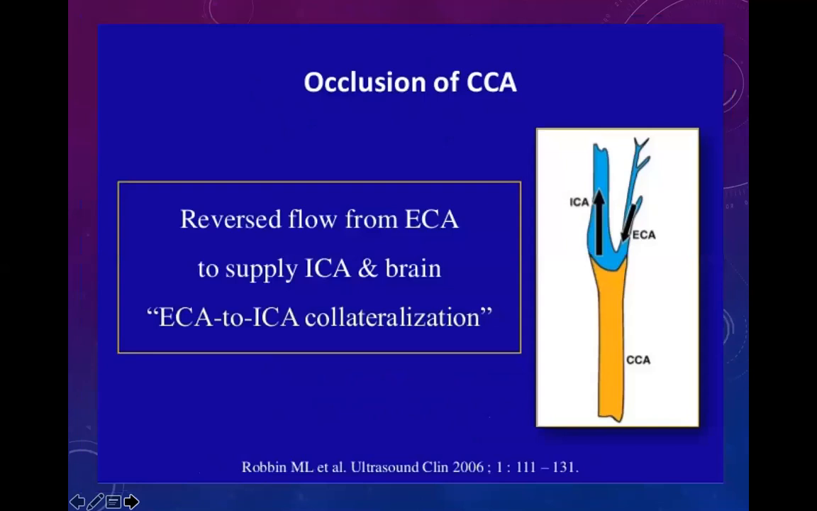So complete occlusion may have, not always, but it may have a reversal of flow from the ECA, and it may be supplying the ICA and brain. So when the common carotid is not having flow, but the internal is having forward flow and the external is having backward flow, that means that the common is occluded and the internal is deriving its supply from the external. So that is the reverse flow from ECA to supply ICA and brain. This is ECA to ICA collateralization. So this also is a scenario that you can see.